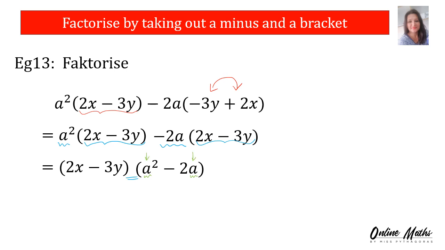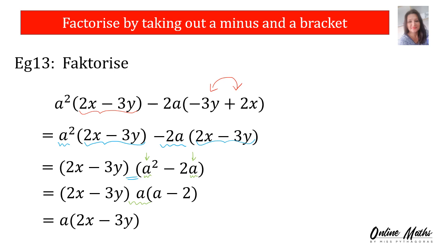So have a look. Therefore, there's the 2x minus 3y. There's nothing we can do there. We can take out a as a common factor, and we're left with a minus 2. And now our sum is fully factorized. And then just for the last step, normally we don't write this little a there, we will rather write it in front. So the answer is a bracket 2x minus 3y bracket a minus 2.